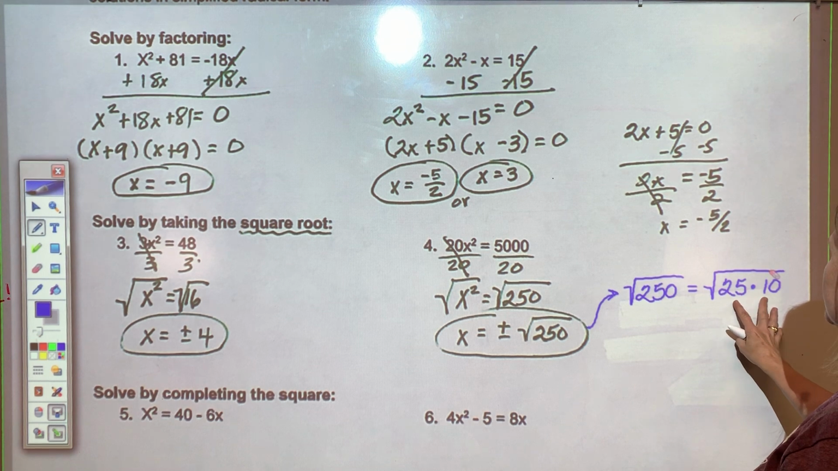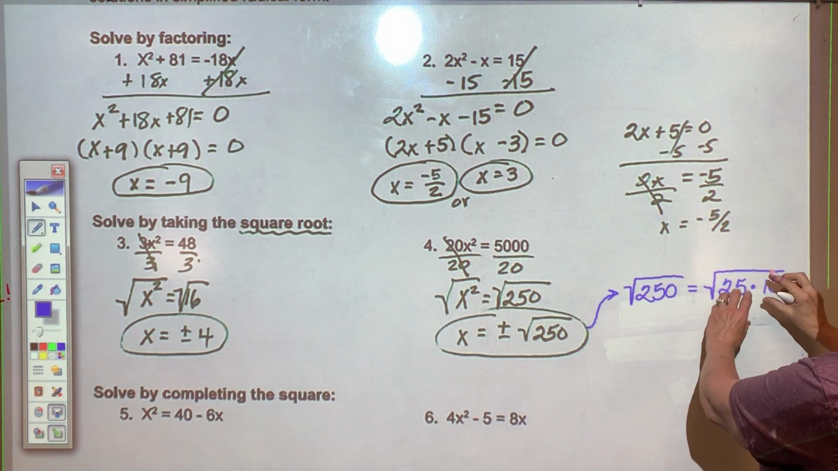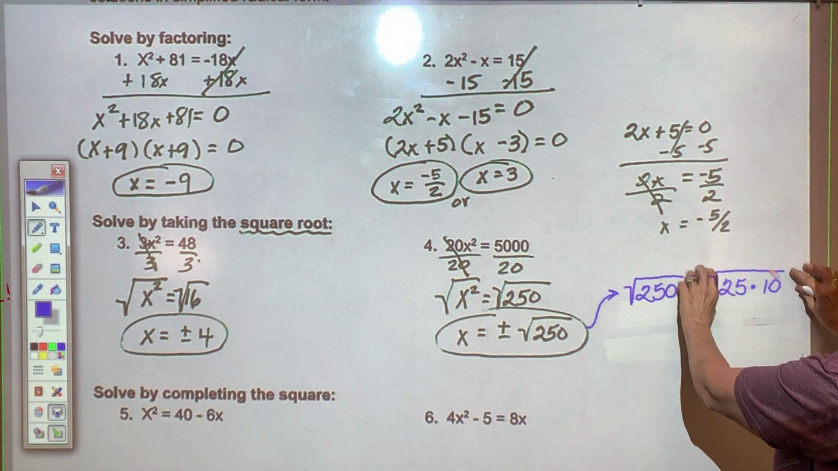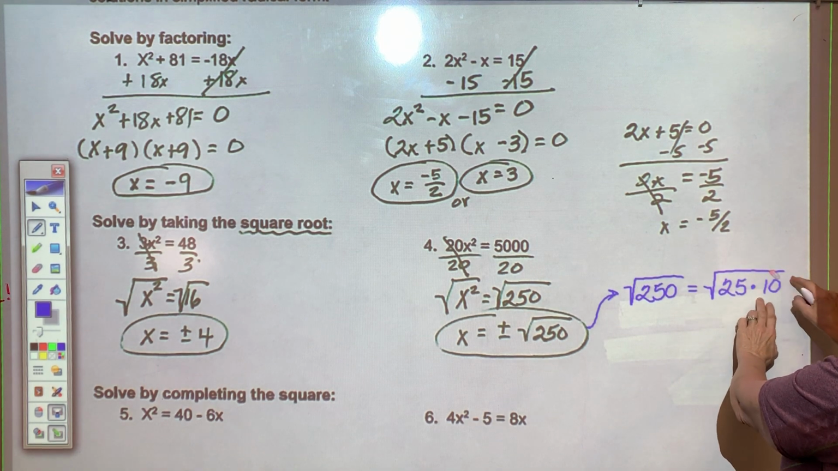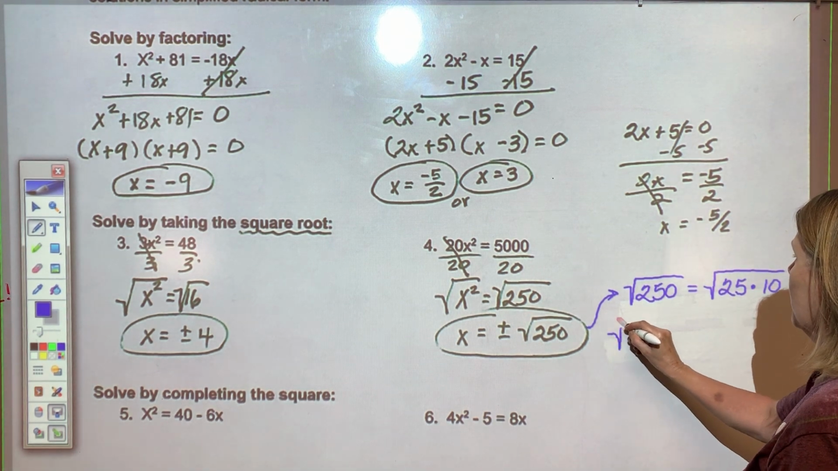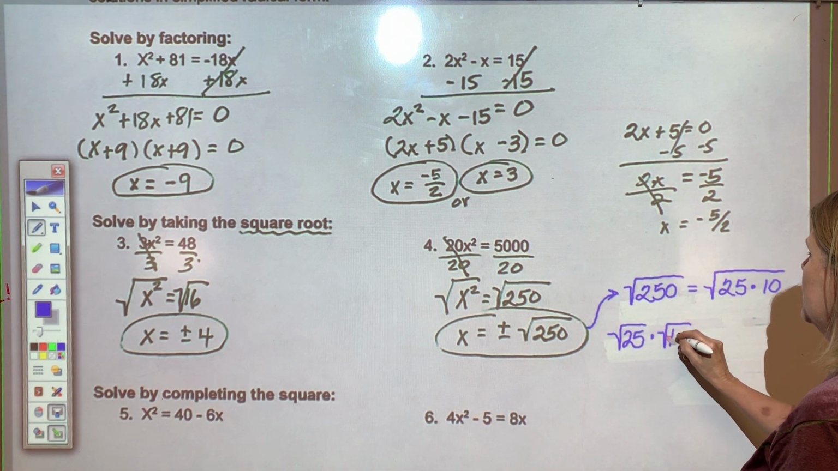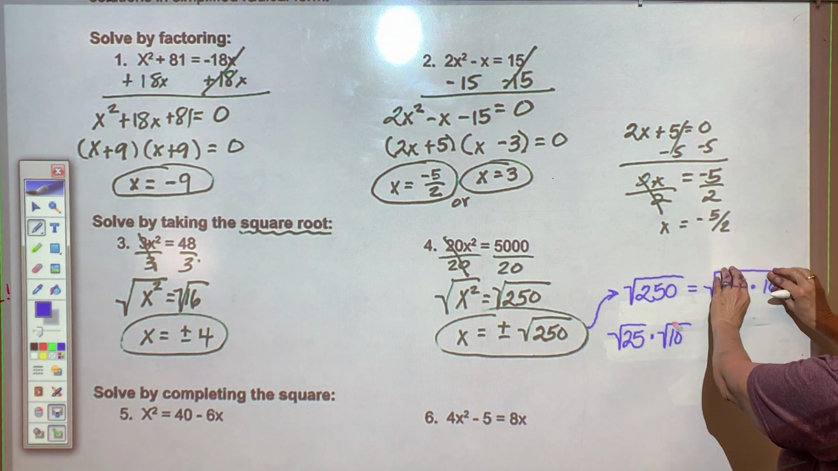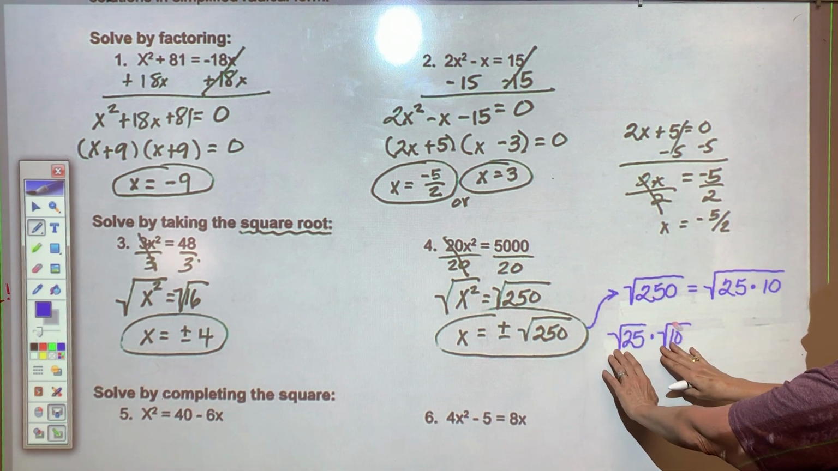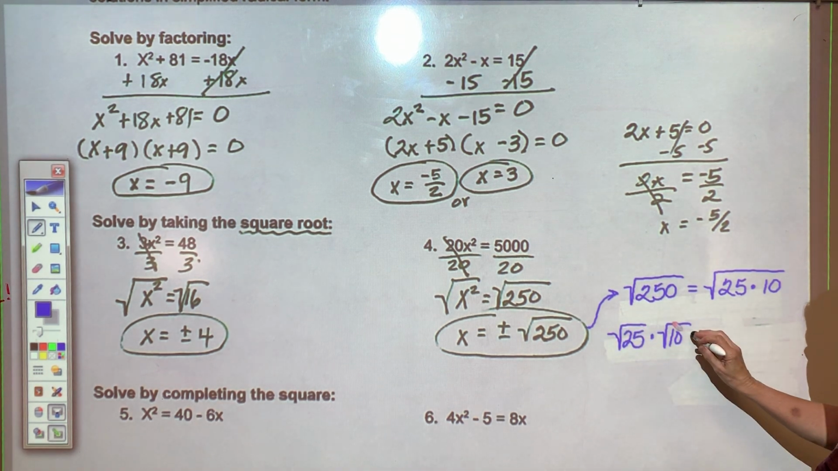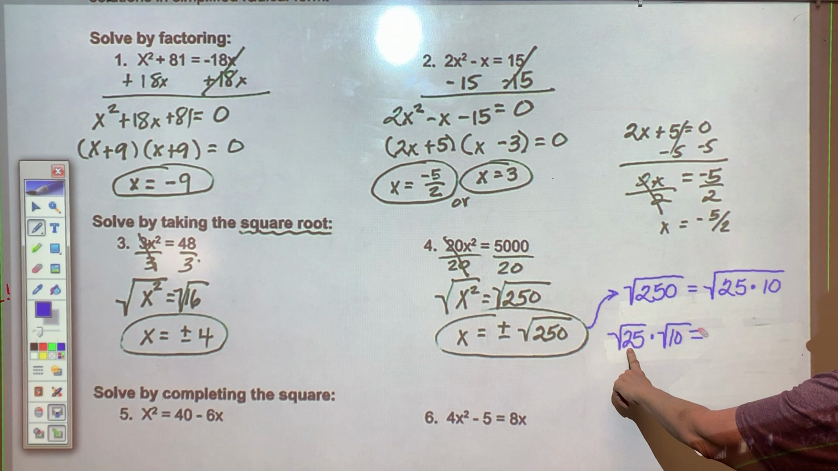And then, if I take the square root of 25 times 10, I can take each one of these and break them apart and put them under their own radical. It would look like this. You have the square root of 25 times the square root of 10. So you can bust those guys apart and give them their own little radical to dwell under. Now this one can be simplified.